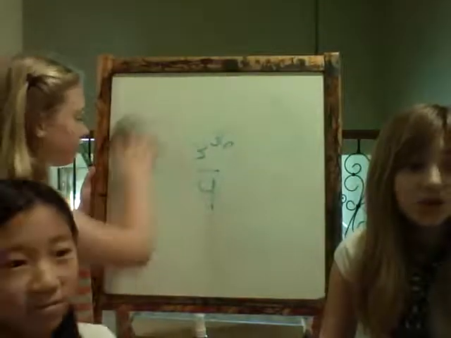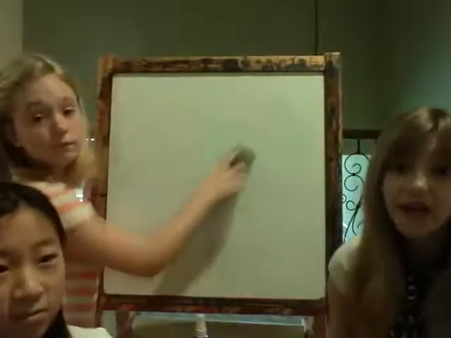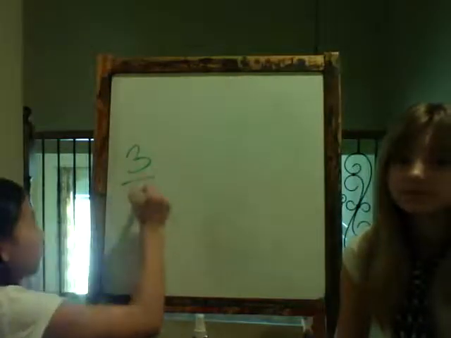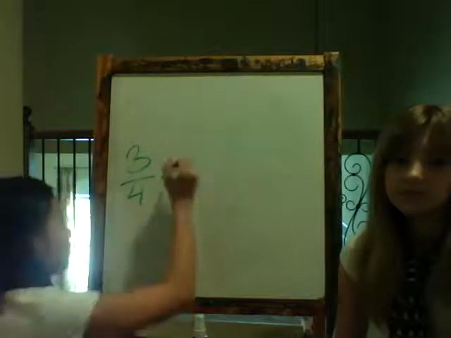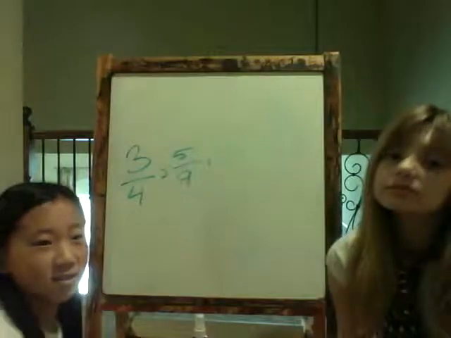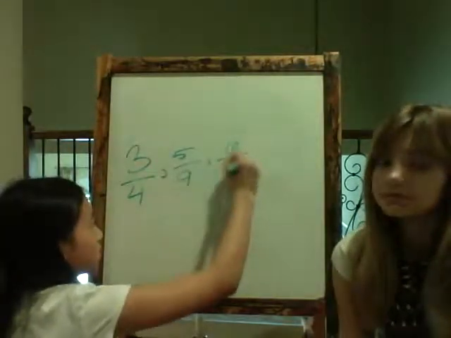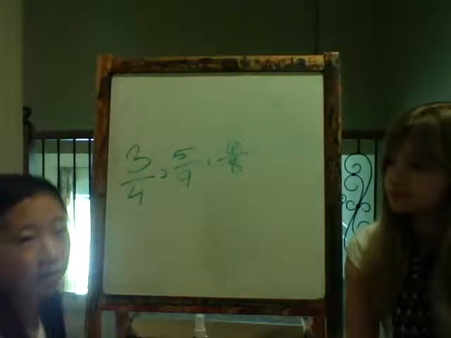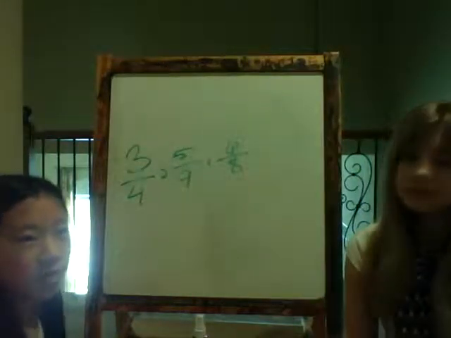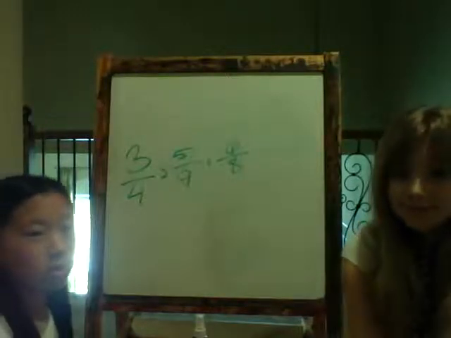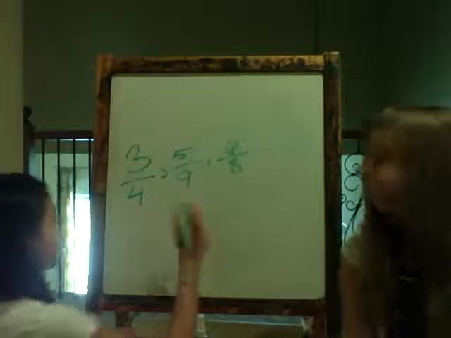Right. Next question is ordering fractions. Okay, let's say you have 3/4, 5/9, and 6/8. First, what you would do is you would take the denominators and find the greatest common factor, which is 72. You would write your fractions downward.